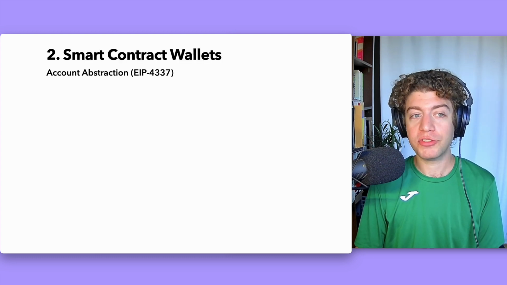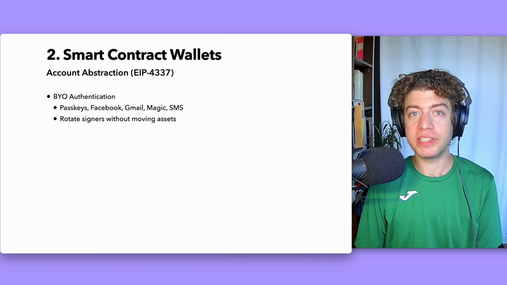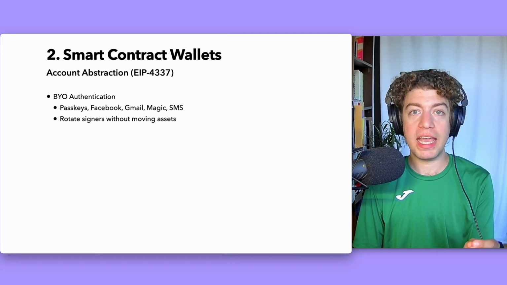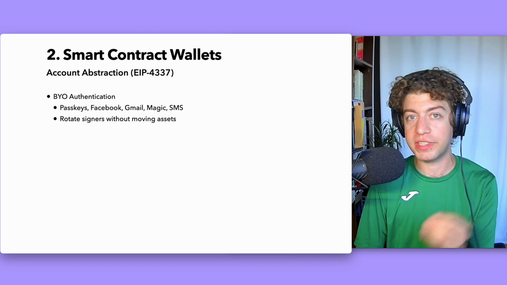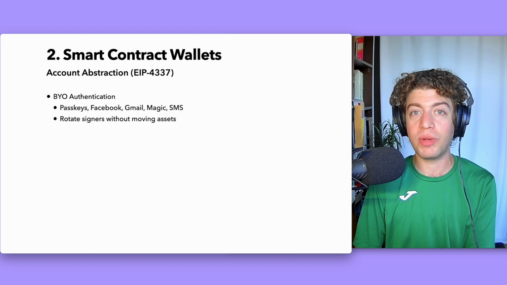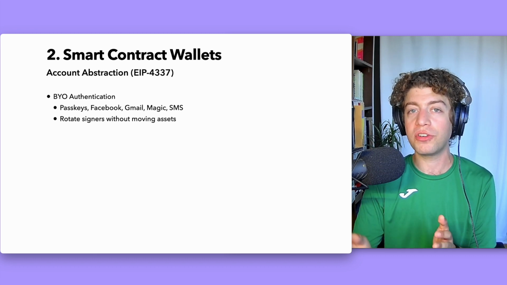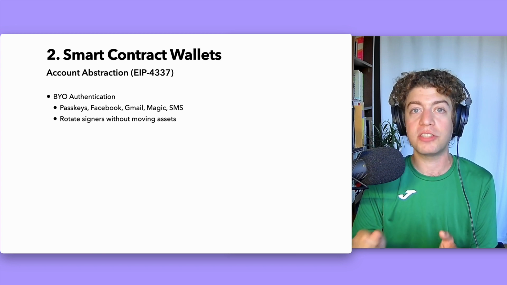Next up, smart contract wallets. So what is account abstraction and why does it matter? Account abstraction is a new model for having accounts on the EVM where instead of having a private key that is external to the network that's able to sign transactions that can be verified by the nodes, instead we have a smart contract wallet that handles all of our assets, and we have signers external to the network of a variety of types that can authenticate transactions.